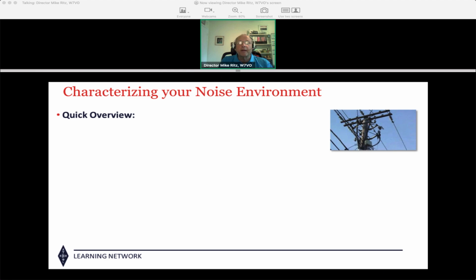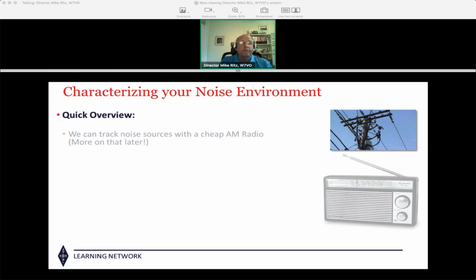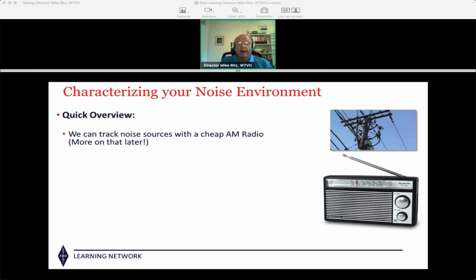Now let's talk a little bit about characterizing your noise environment. We can move things around to get rid of the noise, but let's see what we can do to get rid of the cause of the noise. One real easy way to track noise sources, especially local ones, is to use a cheap AM radio. I'm going to show you how to do that a little bit later.